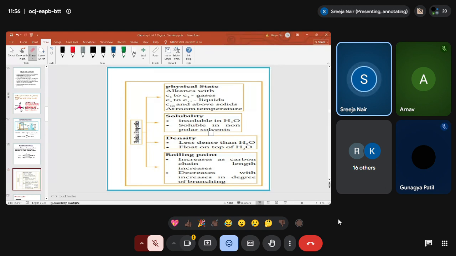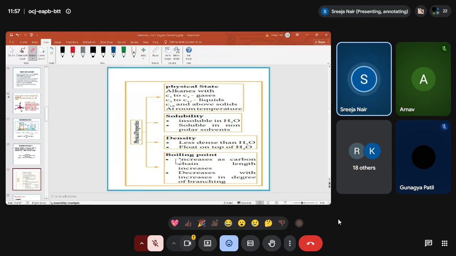Now, related to water, it is insoluble in water. So this is the second physical property of alkanes. The next one is the density. Here, if you look at the density of your alkane, the vapor density. In your textbook they have given you the vapor density of methane and ethane.